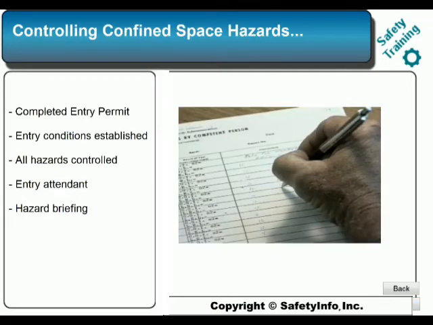Before entry into dangerous confined spaces, an entry permit must be completed and safe entry conditions established. All hazards must be controlled or eliminated. An entry attendant must be posted at the access to the space, and persons entering must be briefed on all hazards and procedures.